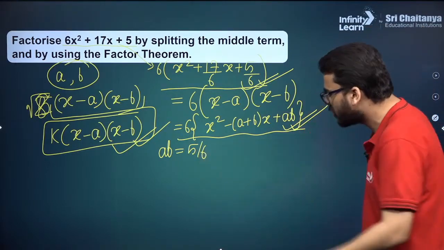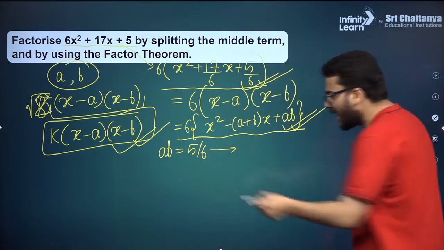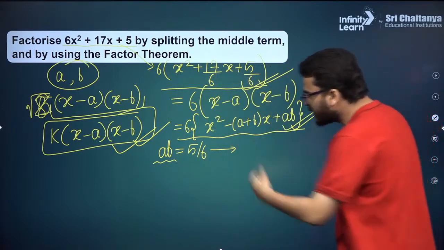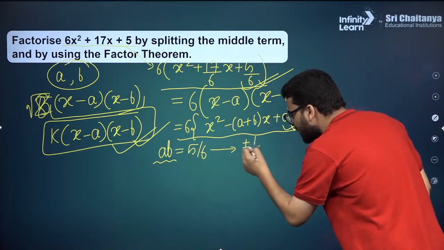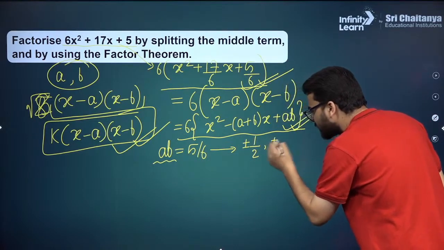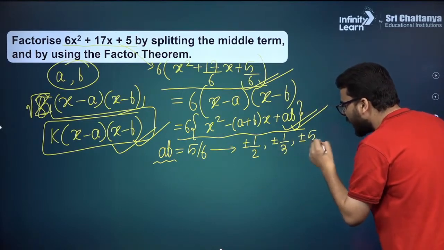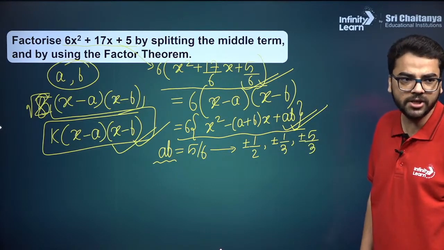So the zeros can be, what are the possible values of A and B? Tell me, A and B are the zeros of this polynomial, yes or no? So can I not say that the possible values of A and B can be plus minus 1 by 2, plus minus 1 by 3, something like this, they can be or not? Plus minus 5 by 3, something like this, it can happen or not? You got that logic or not?